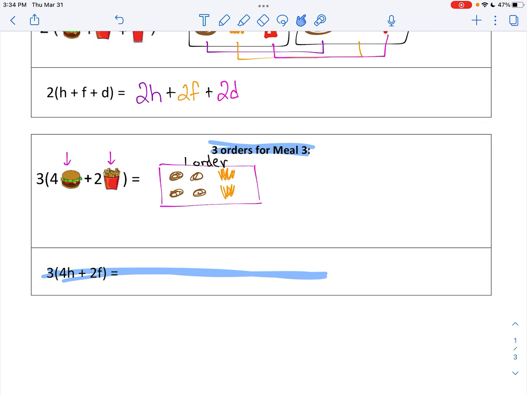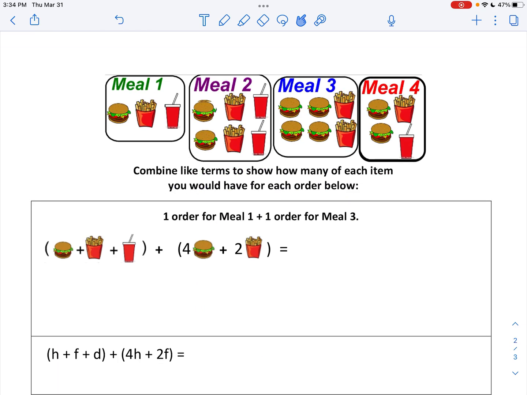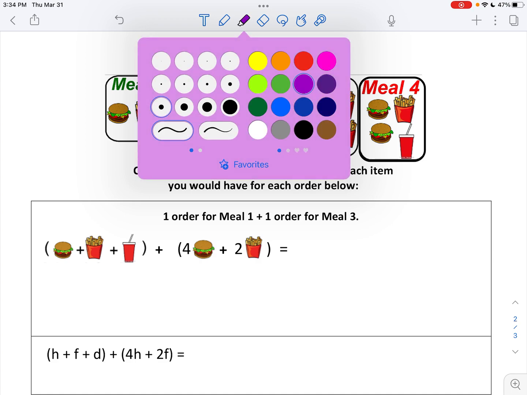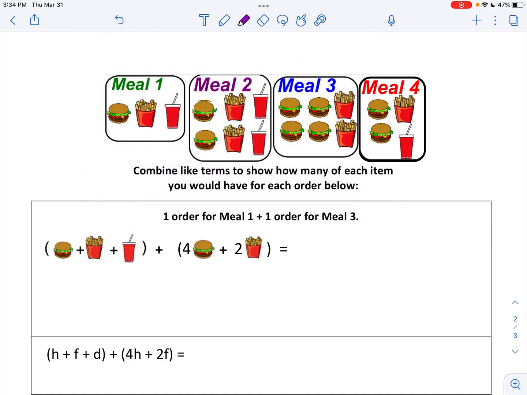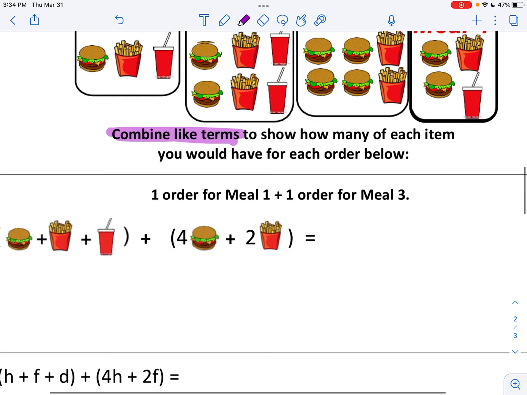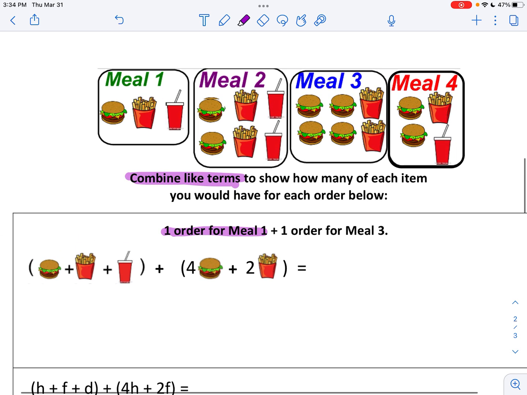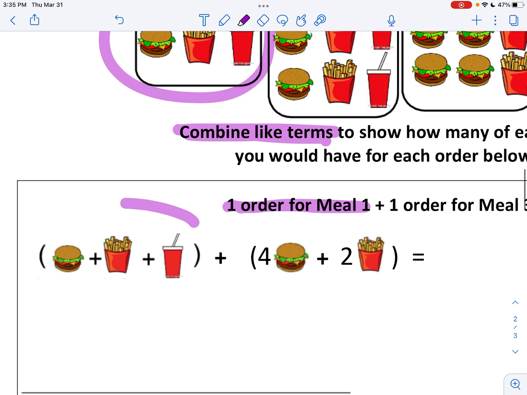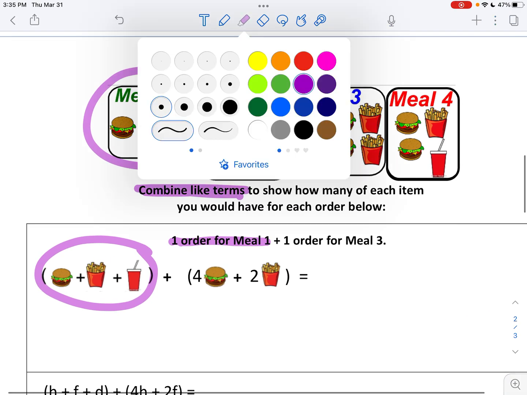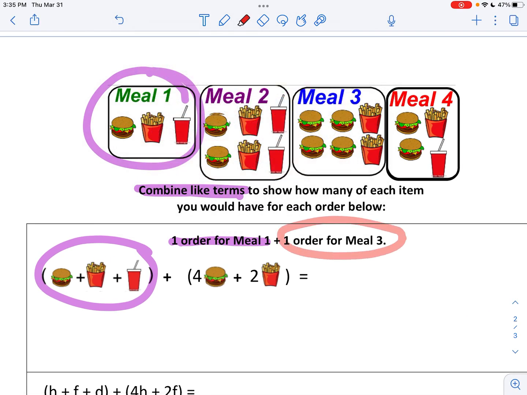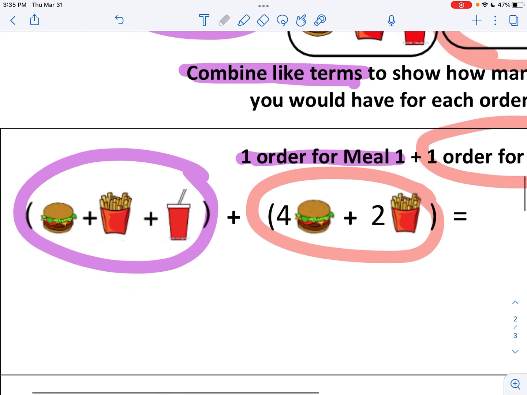All right, the second page is a little bit different, and in some classes I went over this, and in some classes I didn't. So I'm going to do the same problem, so that way nobody gets a head start. This time it says combine like terms to show how many of each item you would have for each order below. So in this box, I only want 1 order for meal 1. That's here. That's here. And I only want 1 order for meal 3. That's here. That's here. So if I ordered a meal 1 and I ordered a meal 3, I'm going to draw what I have again.